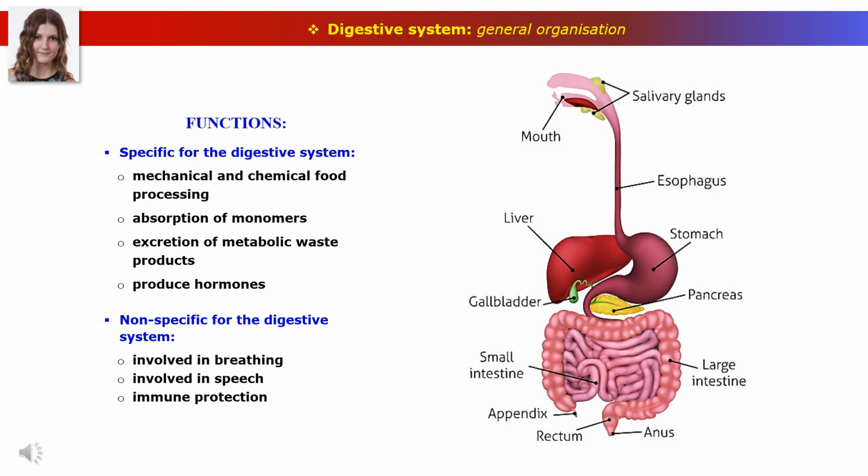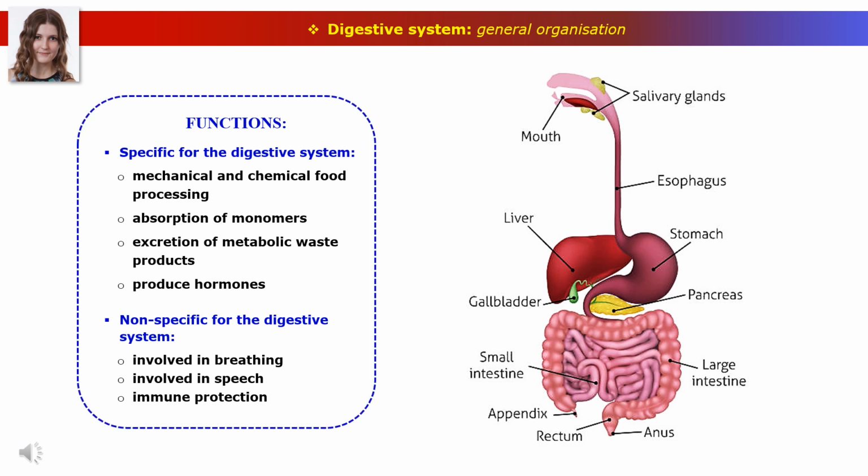The digestive system plays an important role in our body, performing a number of vital functions, foremost of which are mechanical and chemical food processing, absorption of monomers and excretion of metabolic waste products. The organs of the digestive system also produce hormones and are involved in breathing, speech and immune protection.